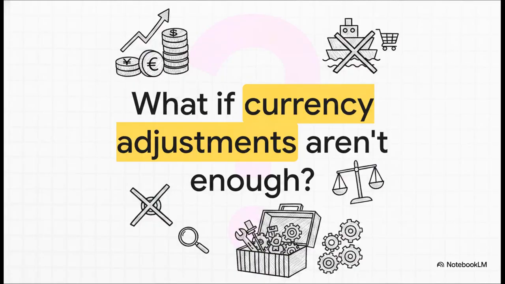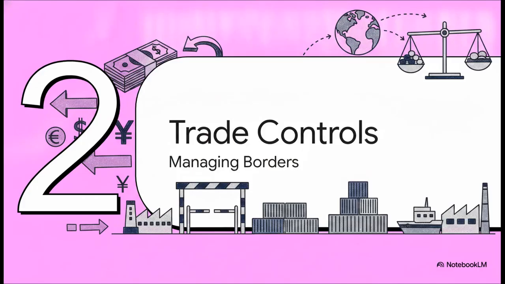But, as central bankers, we have to ask ourselves, what happens when these currency tweaks just aren't enough to fully balance the ledger? Sometimes, simply making imports more expensive doesn't actually stop people from buying them. And that brings us to our next set of tools. Moving on to Dial 2, Trade Controls.